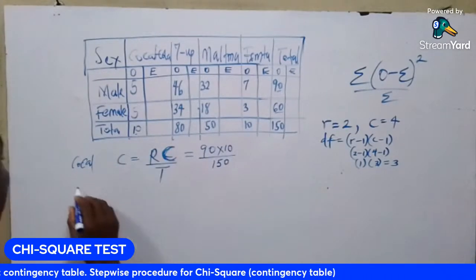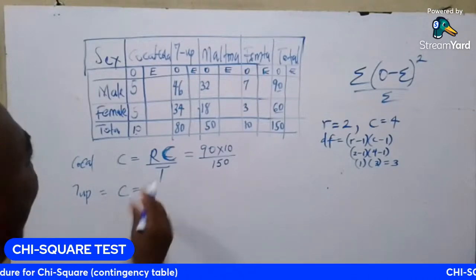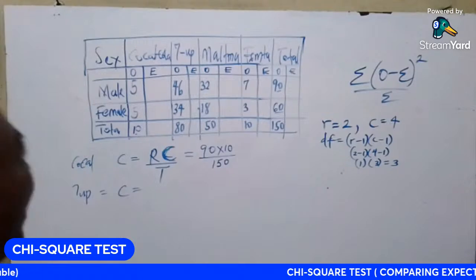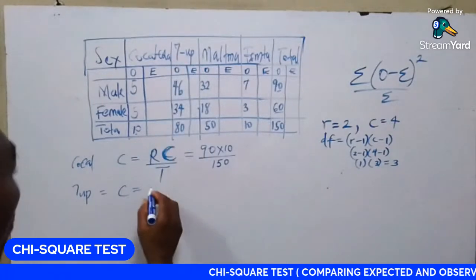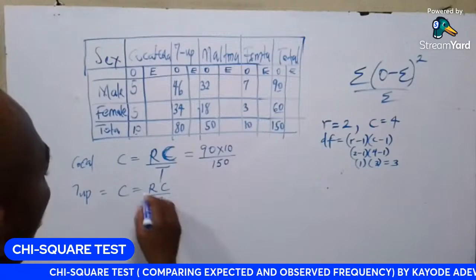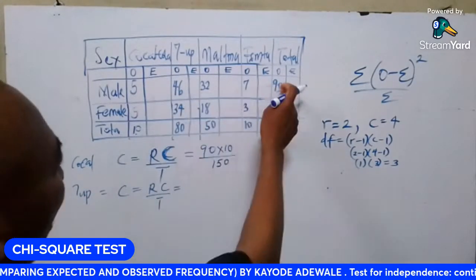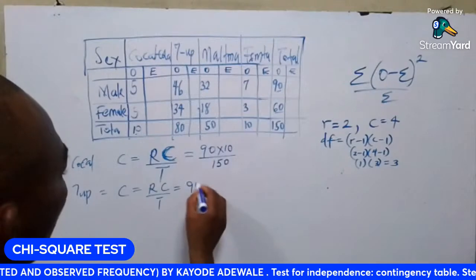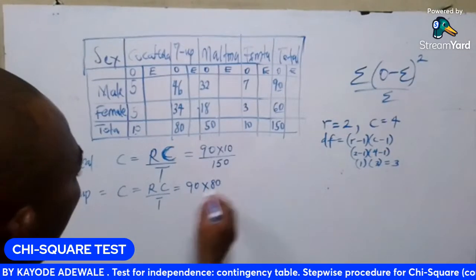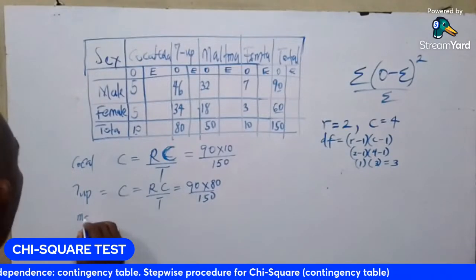So if I move on to 7-Up, the expected frequency for 7-Up will just be what? Again, row multiplied by column over what? The row total multiplied by column total. So what is the row total here? The row total here, don't forget, is 90, multiplied by, for 7-Up, 80, divided by what? 150. So I move on to the third one, which is what?